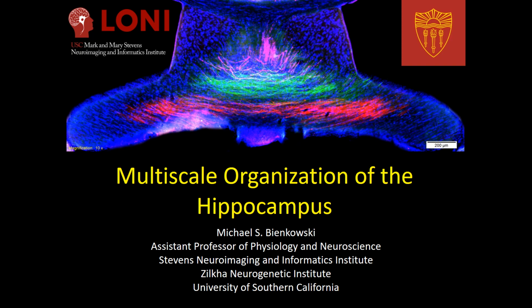My name is Michael Bienkowski, and I'm an assistant professor of physiology and neuroscience in the Stevens Neuroimaging and Informatics Institute and Zilkha Neurogenetic Institute at the University of Southern California. My research is focused on understanding the multi-scale organization of the hippocampus. That is, how are different types of information represented across the entire hippocampal structure?